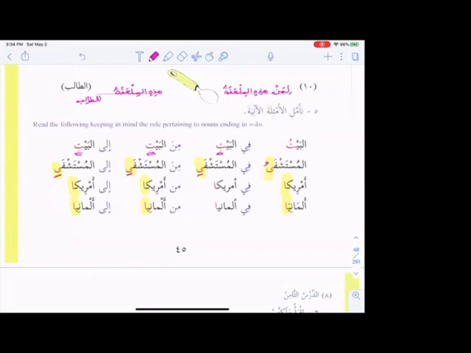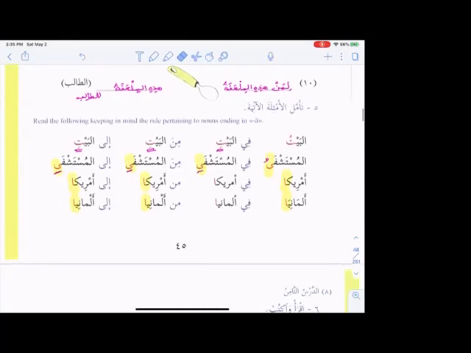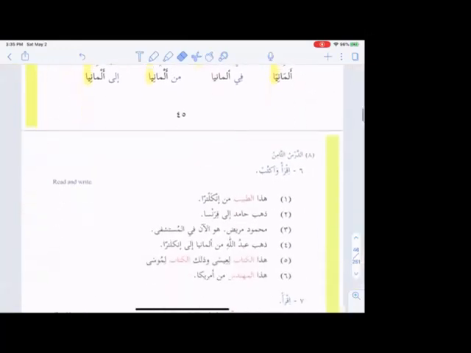America, fine. Min America, same. Fi America, same. Ila America, same. Almania, okay. Fi Almania, same. Min al Almania, same. Ila Almania, same. Why does it not decline like Al Baitu? Because it ends in Ya, which is pronounced like Alif. Mustashfa, America, Almania. So it will not show the declension. And we will learn in detail later on, inshallah.